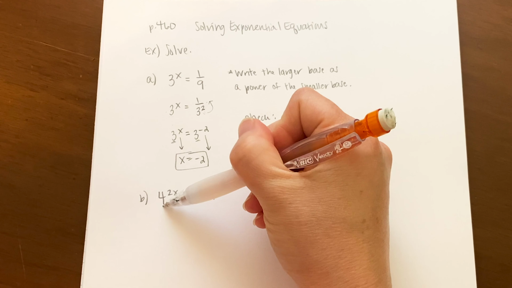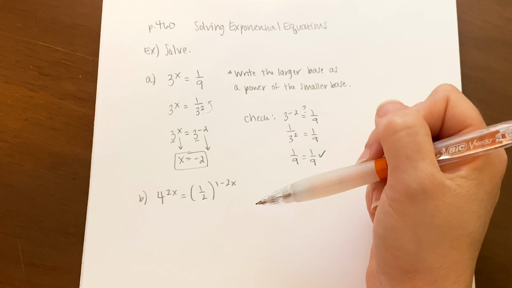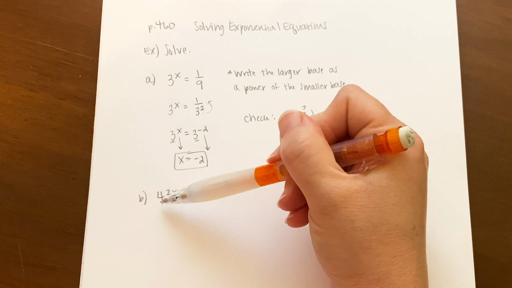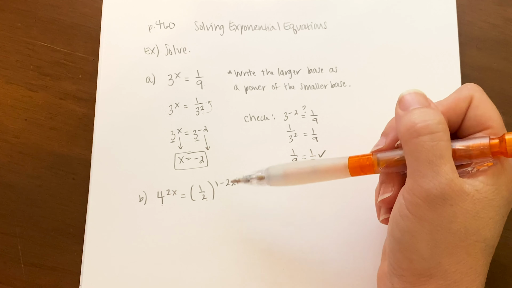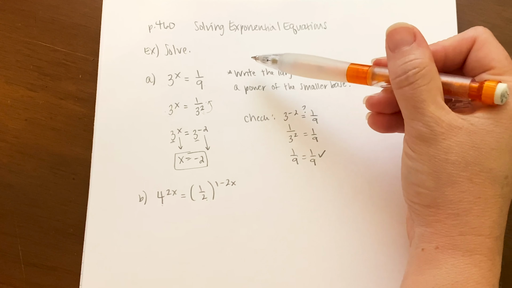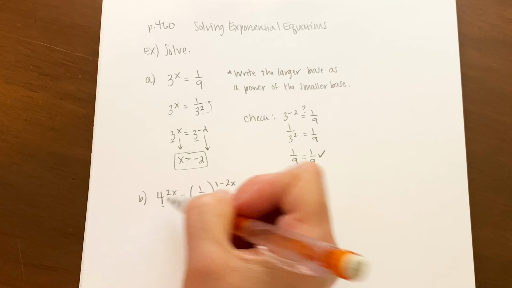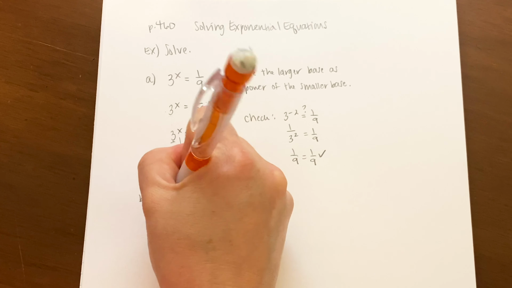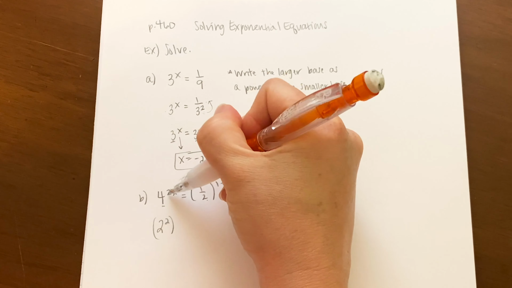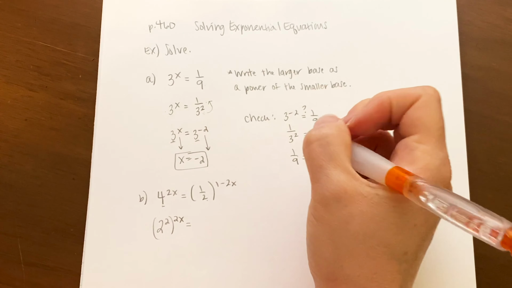I have a base 4 and a base 1/2 because 1/2 is what's being raised to the power here. But really what I'm thinking about is a 4 and a 2. How can we rewrite this so that they have the same base? Well, we want to write the larger base as a power of the smaller base. I'm going to rewrite the 4 because I know that 4 is the same thing as 2 squared. So I'm going to rewrite this 4 as 2 squared. But then I also have to keep the exponent that was already there. So the 2x that was already there comes down also.